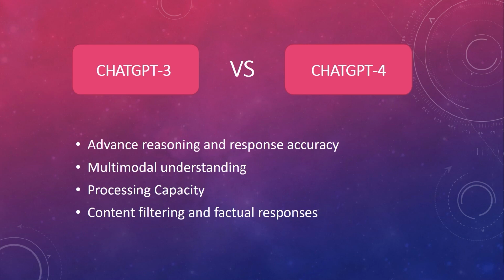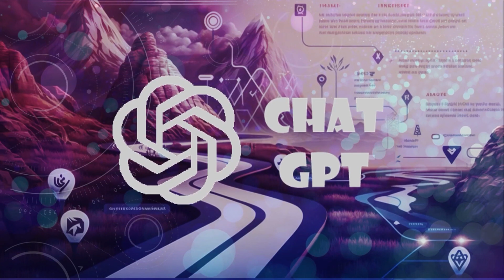However, it is essential to note that the system is not perfect and may occasionally produce non-factual responses or responses to disallowed content. So ChatGPT 4 offers significant improvement over ChatGPT 3 in terms of reasoning, multimodal understanding, processing capacity, and content filtering. And these advancements make ChatGPT 4 more versatile, efficient, and safer for users, with a broader range of applications and improved accessibility. So to summarize, ChatGPT 4 is an app, and a GPT is the brain behind that app.